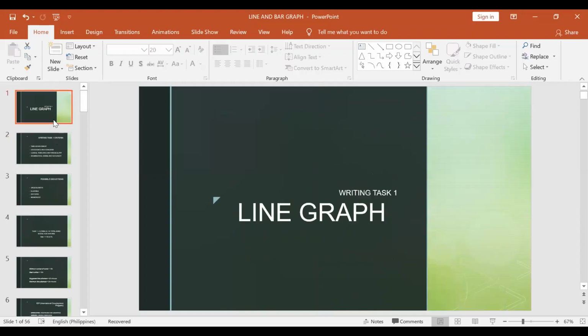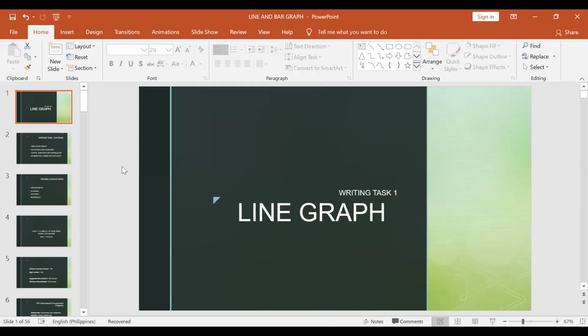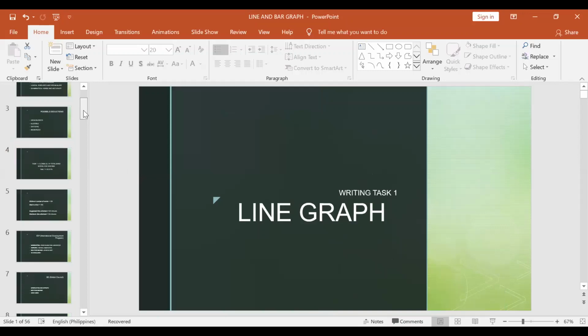All right, so that's it for this afternoon. The line graph. For the next 2 hours, I'd like you to write, and you can just send it to me.